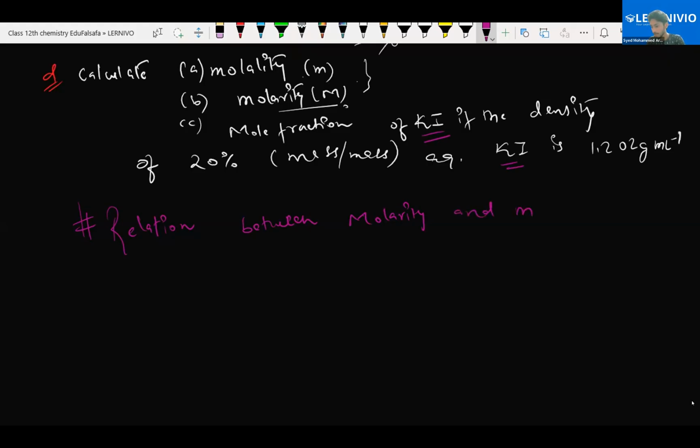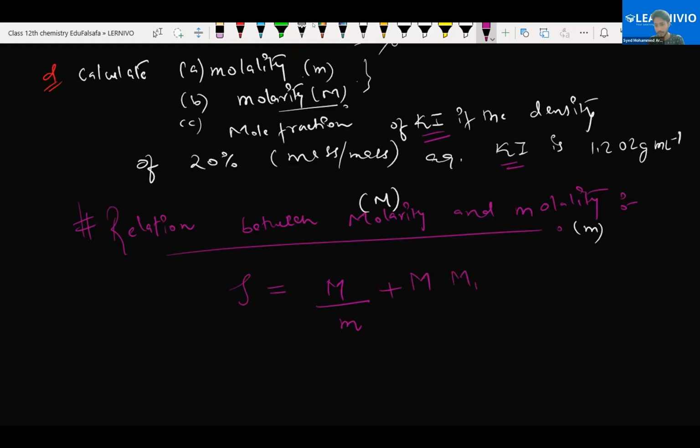molarity and molality. So this is the relation. Just write the relation. The relation is density equals capital M, where capital M stands for the elder brother, which is molarity, and small m stands for the younger brother, molality. So capital M multiplied by this M, substitute with B.